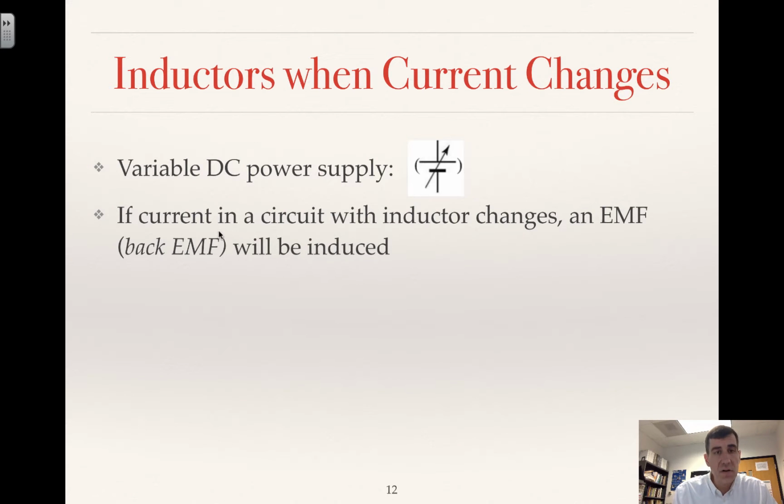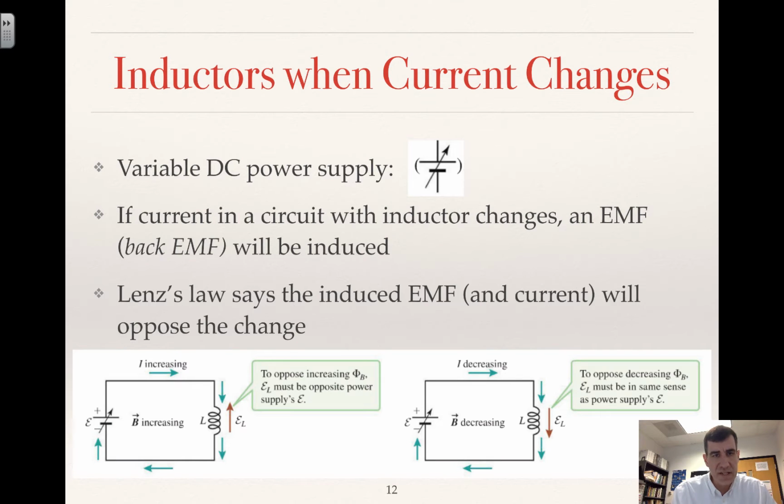So if the current in a circuit with an inductor changes, well, remember there's some magnetic flux in the inductor, and if that flux changes, Faraday's law of induction says that we're going to induce an EMF. That's known as the back EMF because Lenz's law says that the induced EMF and the induced current have to oppose the change. That's where we get the term back EMF.